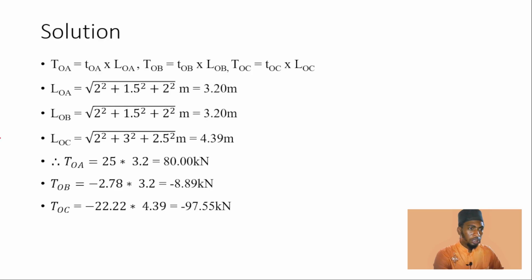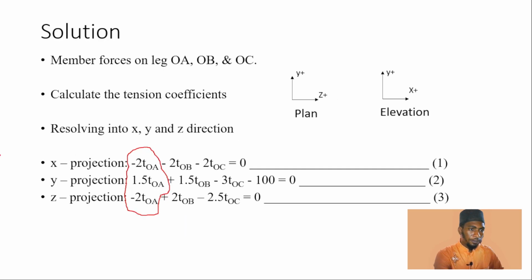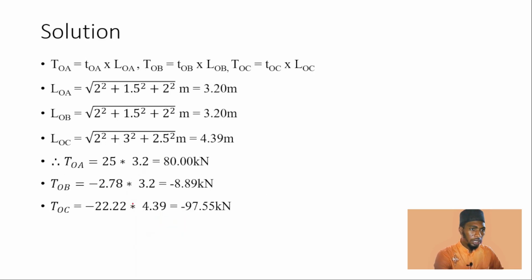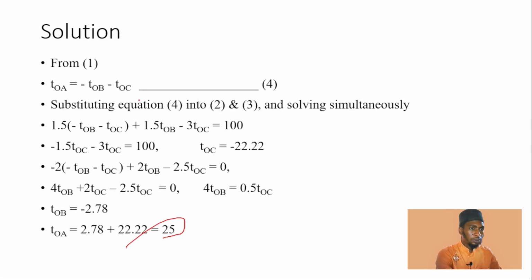So just square all the coefficients. We have 2, forget about the sign, just pick the 2 squared, 1.5 squared, 2 squared, add them together. That is what we have here. Then take the square root of the sum. After squaring this and taking the square root of the sum, I have the length to be 3.20 meters.